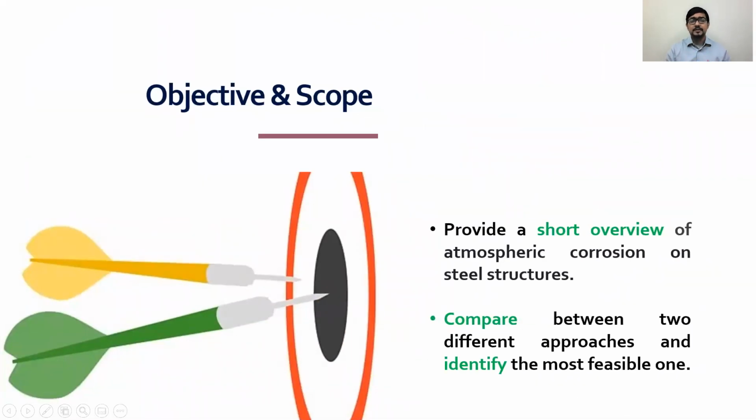That is why the objective of our present study is to conduct a short overview on atmospheric corrosion in steel structures. We will differentiate between two standard corrosivity determination techniques called the plate penetration test and the coulometer. Finally, I'd like to draw a conclusion and say which one is the better for practice.